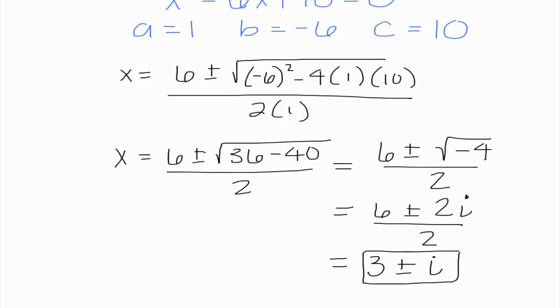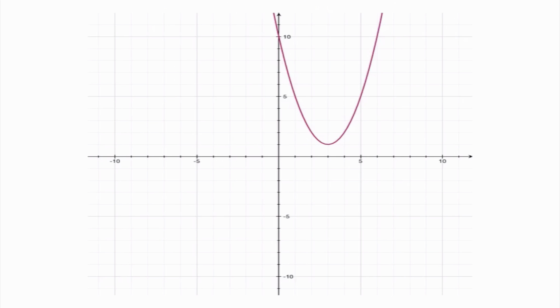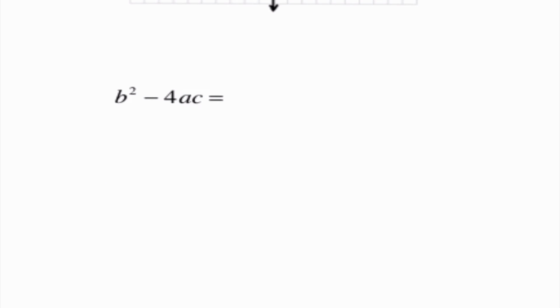So let's go ahead and graph this now. Here's the graph of this function, and once again we notice that it does not cross the x-axis. Now let's go ahead and determine what our discriminant actually is. If we look back at our problem, underneath the square root we had a value of -4, so our discriminant here is -4.